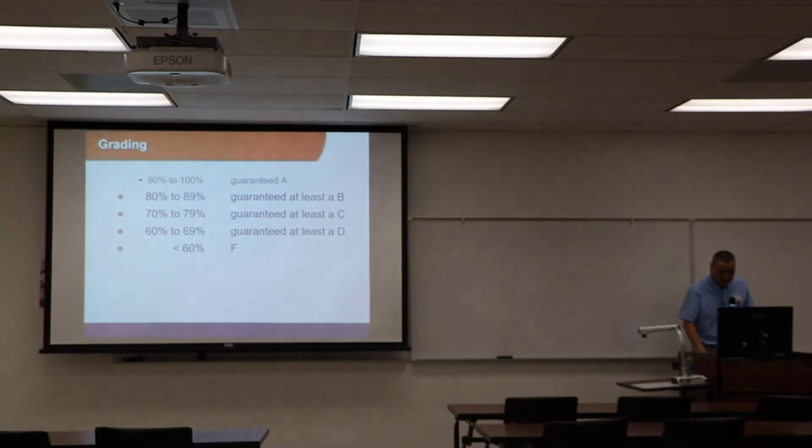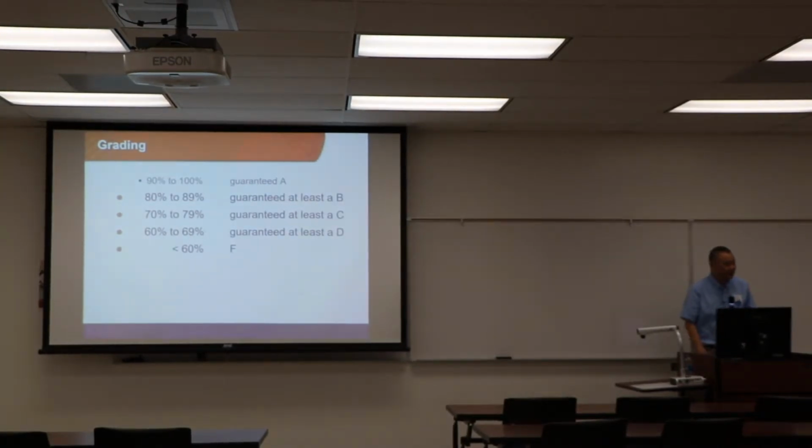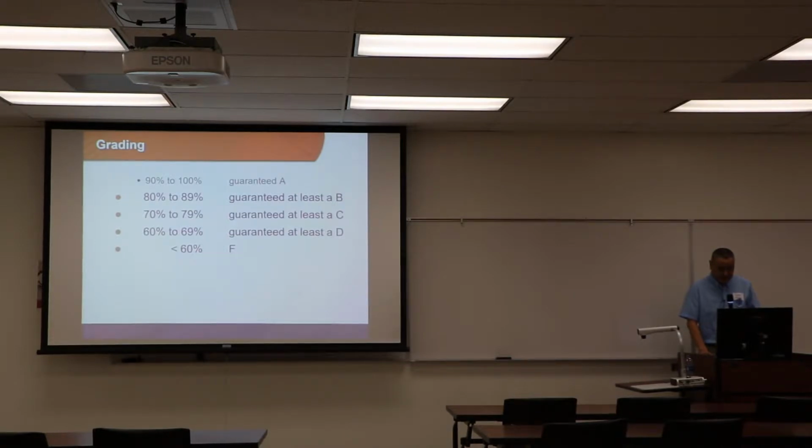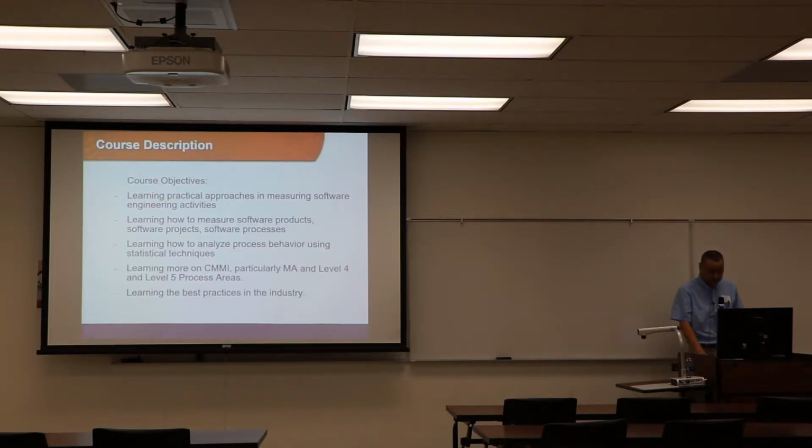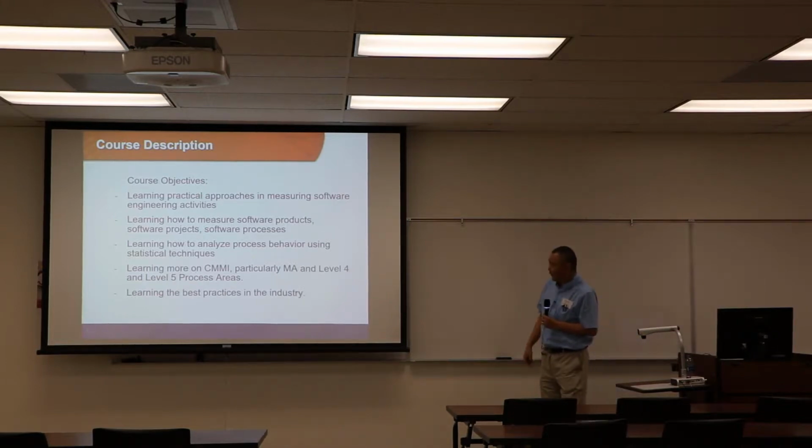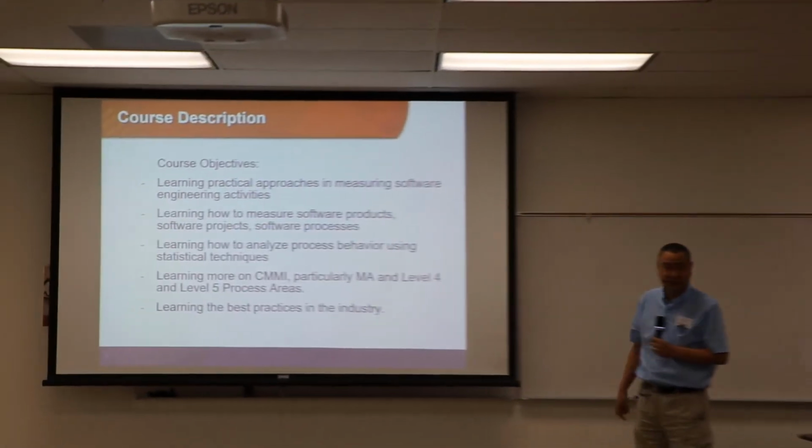Same thing as before: 90 for an A, 80 for a B, 70 for a C, 60 for a D. And I may curve a little bit, since we try to have some sort of normal distribution. Okay, so here are some of the objectives: a practical approach to measuring software engineering activities.